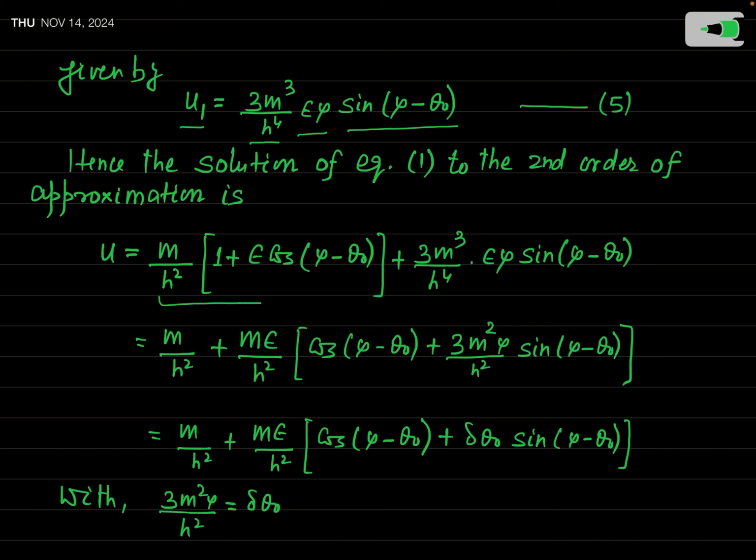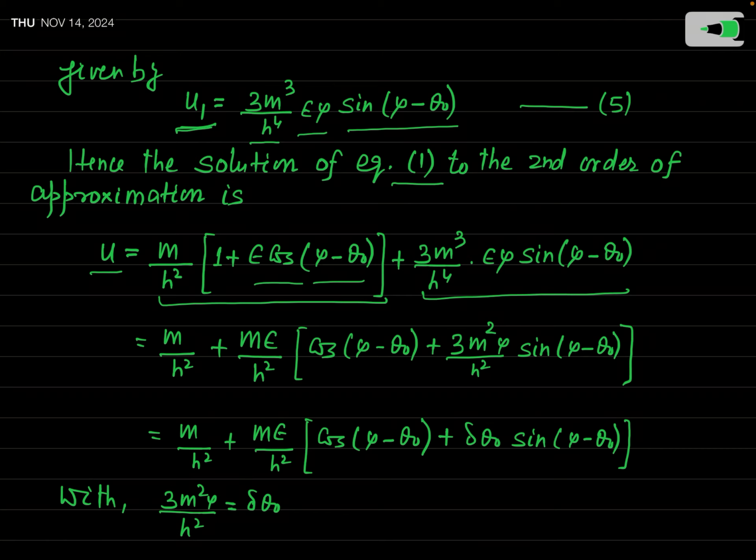Actually, this is the solution of equation 2, which was the classical equation, and the only difference between the solution of the classical equation and the relativistic equation of orbit is this much. So when you add this correction term to the solution of the classical equation of orbit, you get the solution of the relativistic equation of orbit, which has been defined in equation 1. So the solution of equation 1 to the second order of approximation is given by u equal to m over h square times 1 plus epsilon cosine of phi minus theta naught, plus this much, which is actually the correction term.